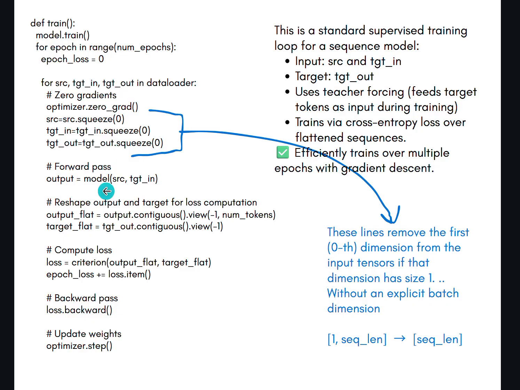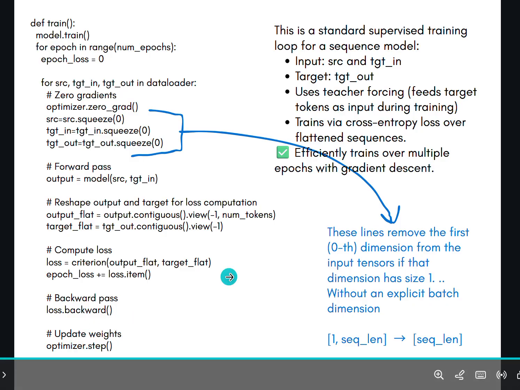So forward pass: output equals model of source and target input, right? Giving it the source and the target input, source going into the encoder and target input going into the decoder part. And then we are getting the output, flattening it out and also flattening the target output, and then computing the loss with the criterion, right? And then keep track of the loss. Now you use the back propagation, the backward pass: loss dot backward, and update the weights with optimizer dot step.